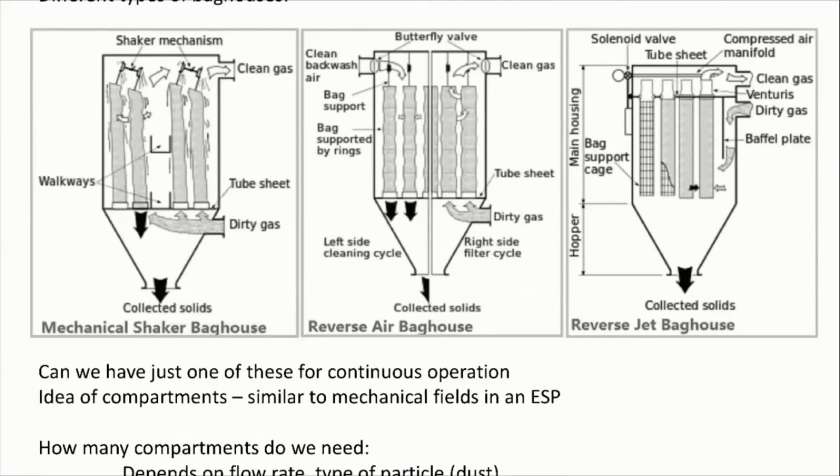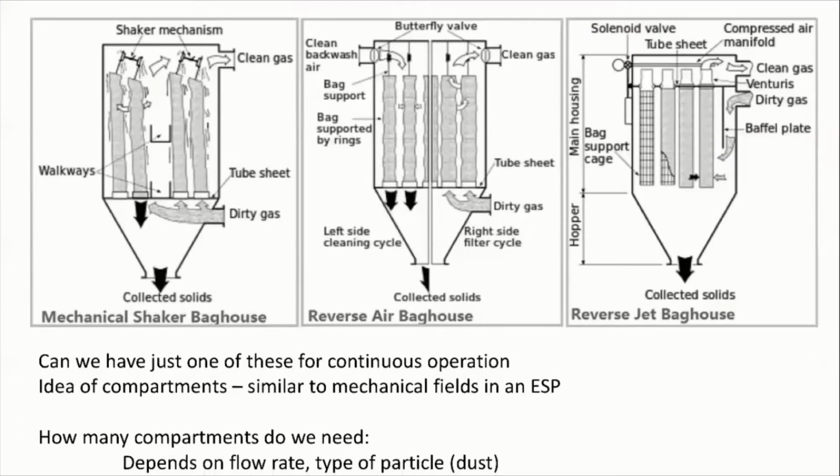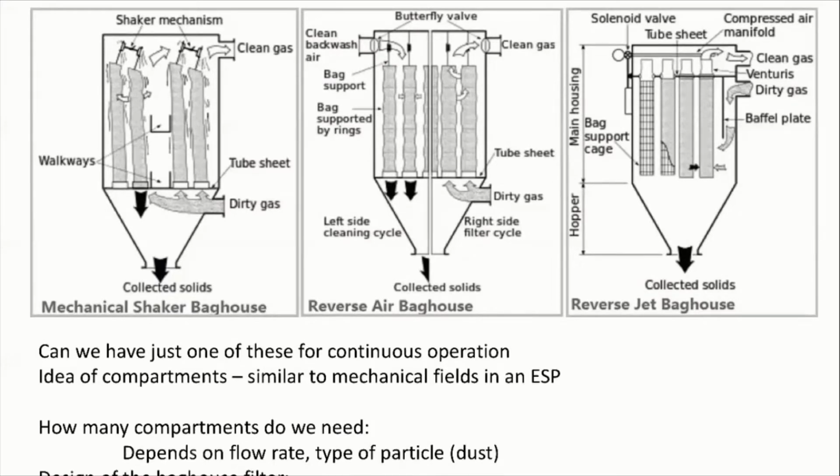Because of the cleaning cycles, we cannot use just a single compartment for the baghouse filters. We have to use multiple of them simply because if we just have one of them, when we clean it, we have to shut off the entire system, right? So that's why it comes up with the idea of the compartments.